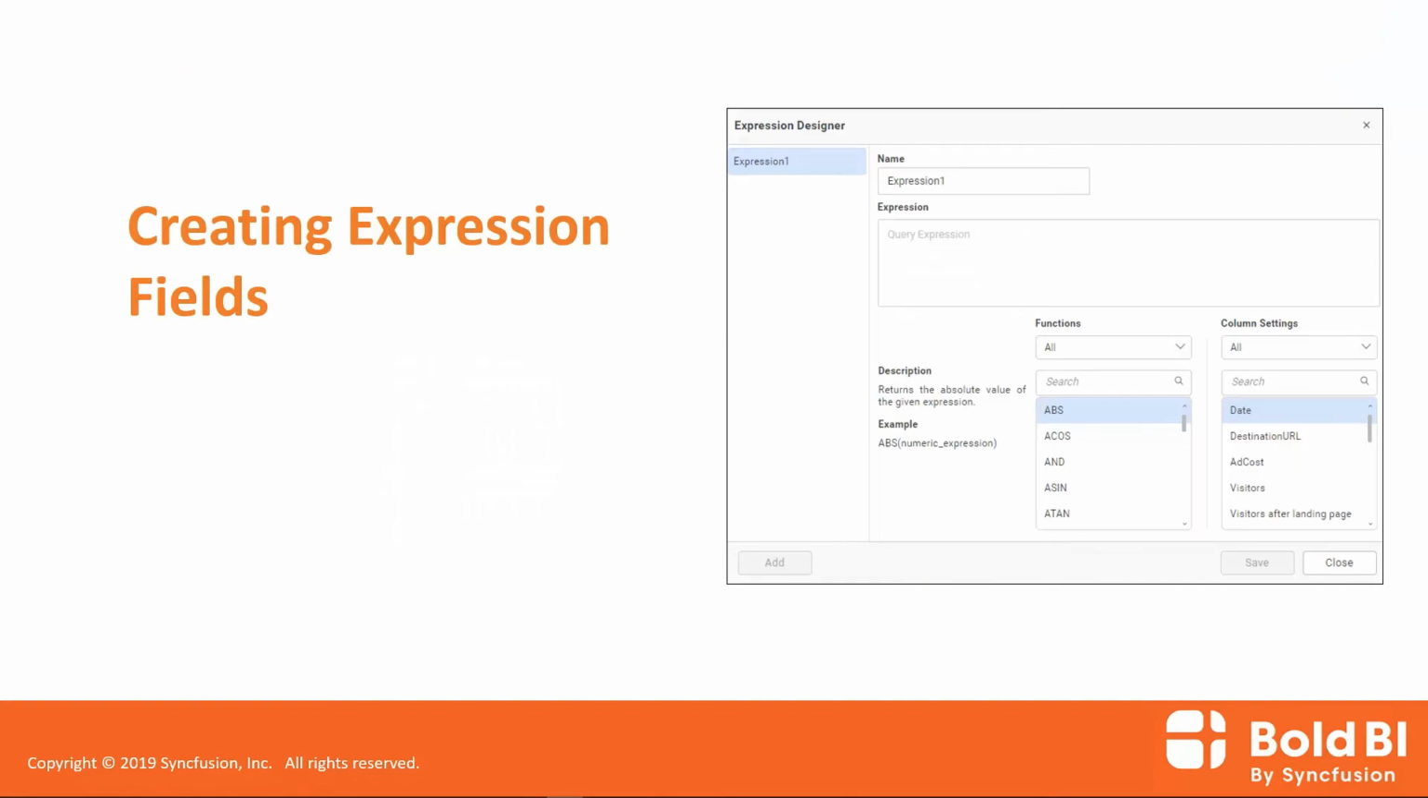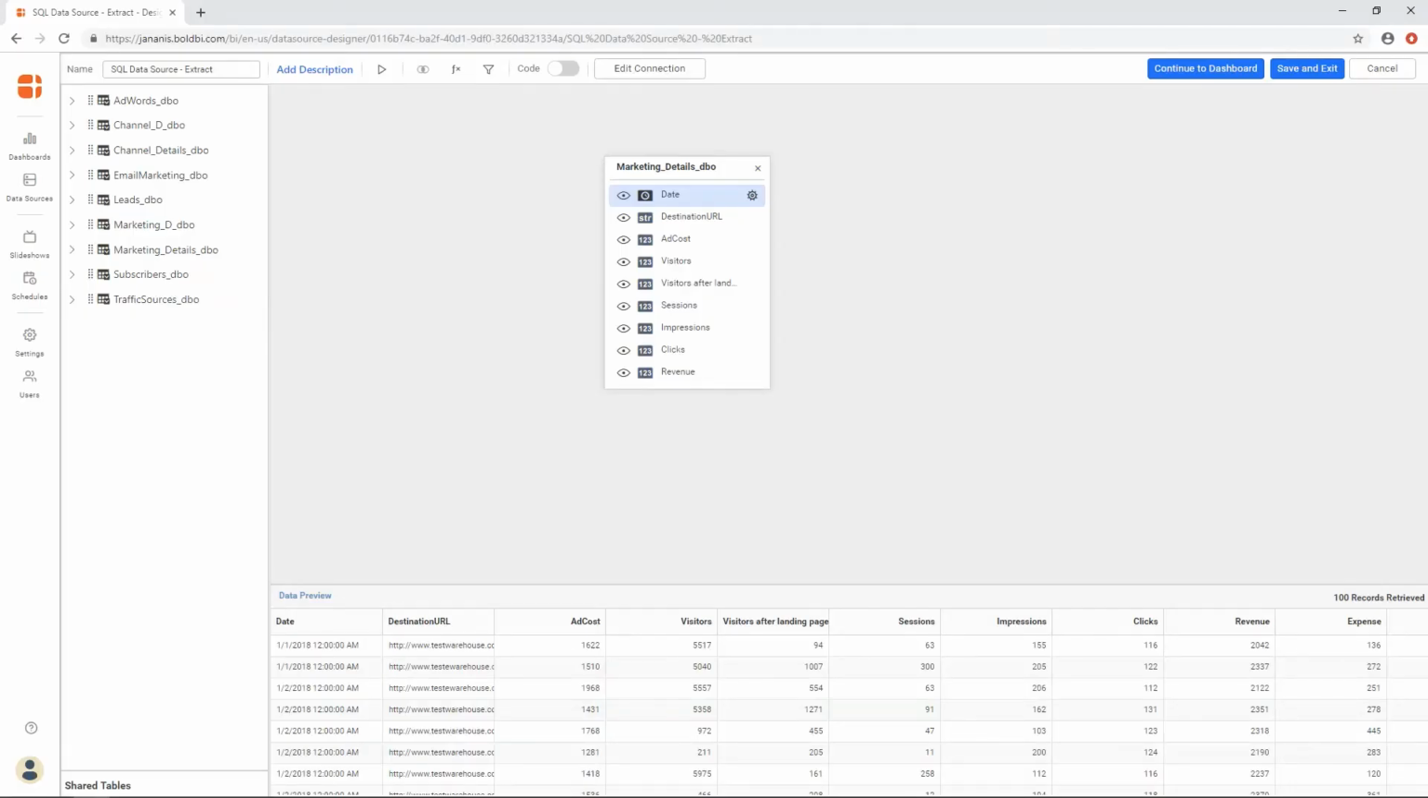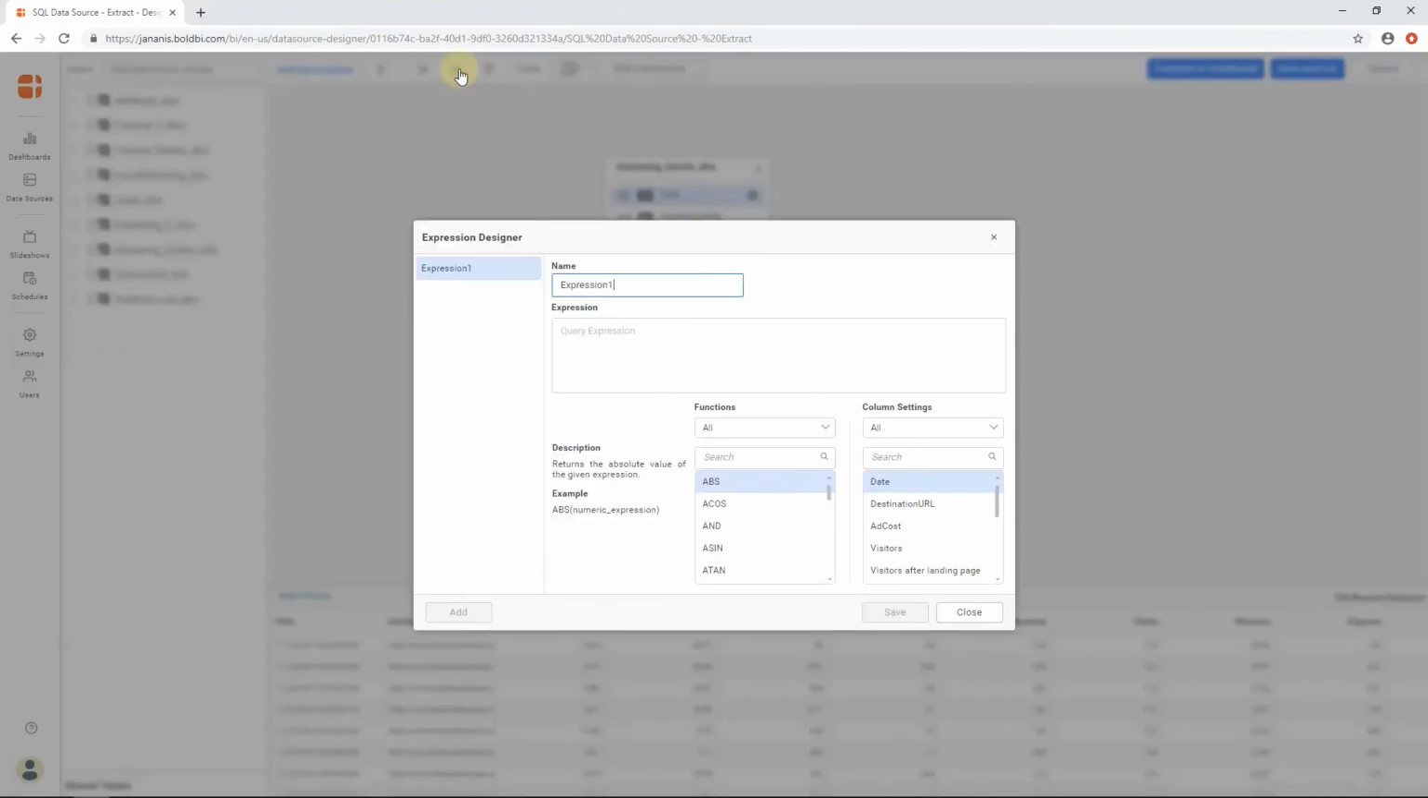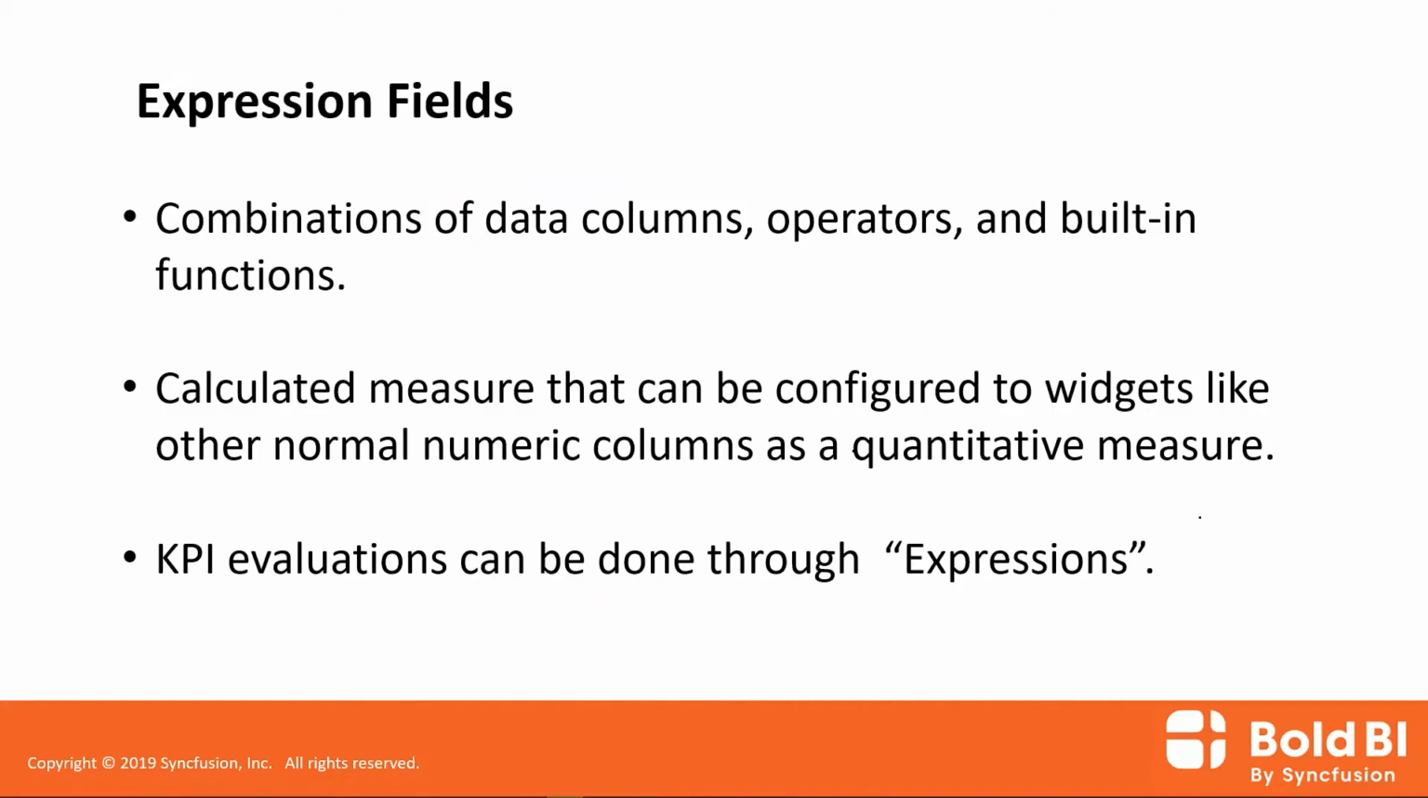Next, let's see about expression fields. Now, I have opened the SQL extract data source created earlier in the Data Source Designer page, with the Marketing Details table and Table Design pane. Click the expression icon available at the top of the toolbar. The Expression Designer pop-up will open. An expression field is used to create an expression that is a combination of data columns, operators, and built-in functions. This expression field will act as a calculated measure that can be configured to widgets like other normal numeric columns as a quantitative measure.